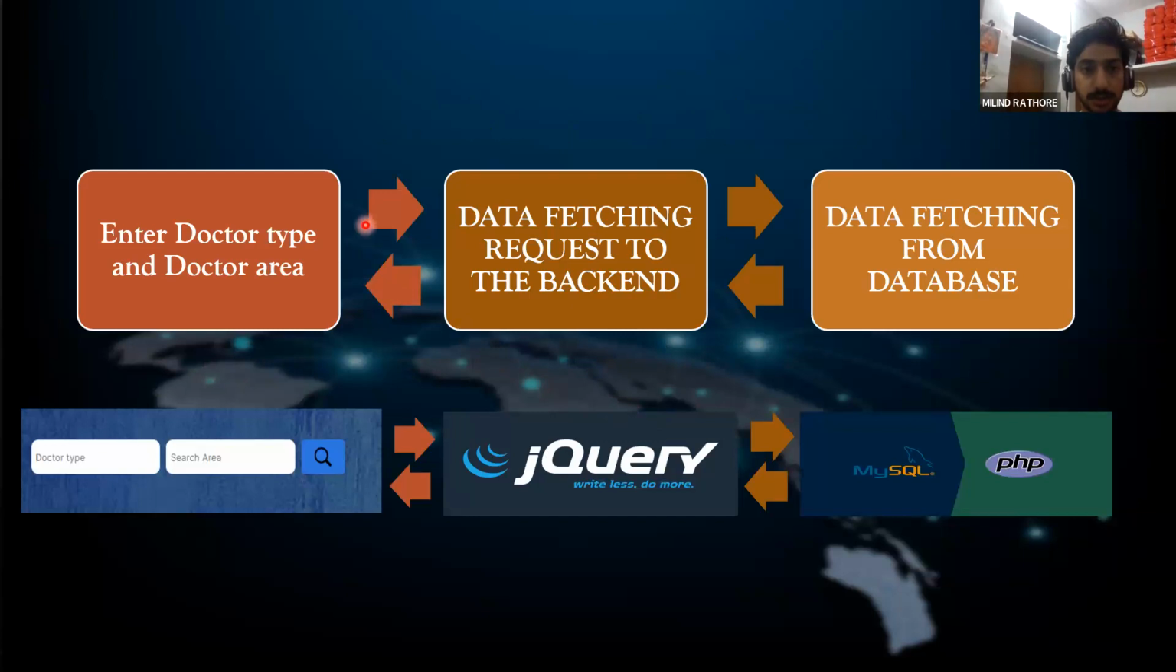This is the pathway of how the data will be fetched from the backend to the front end. So this is the snapshot of where we have to put the doctor type in the search area. Then we click the button, and jQuery will send the request to the PHP file, and it takes data from the MySQL database and returns it, and that data is returned by jQuery to the front end.